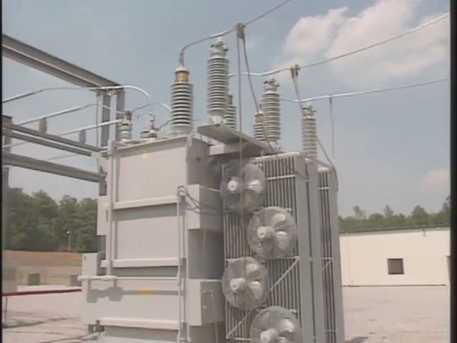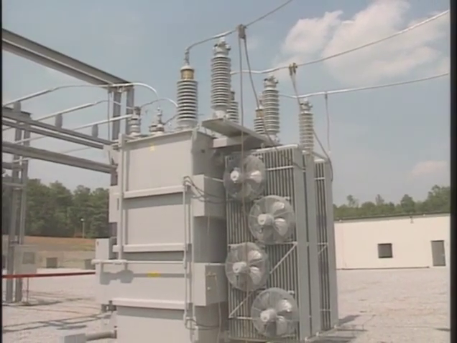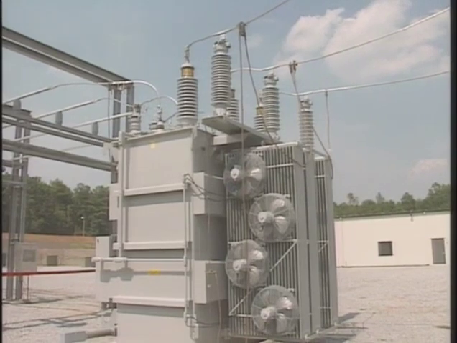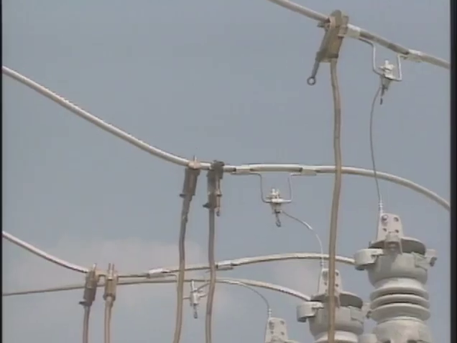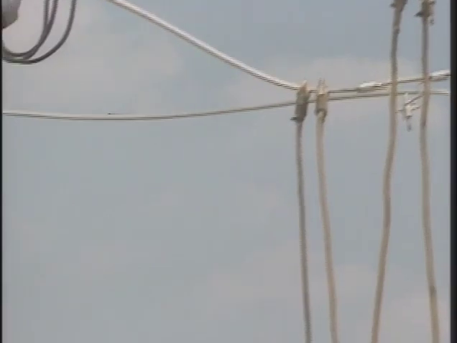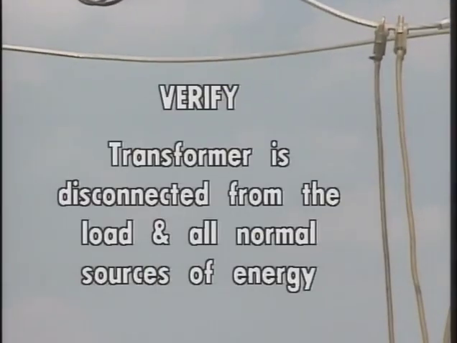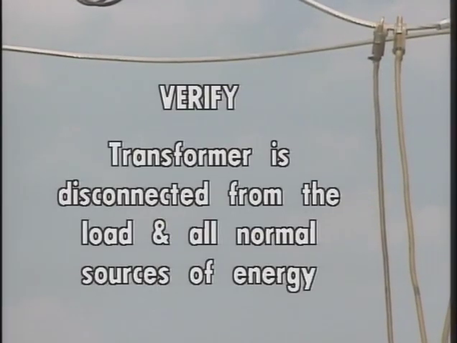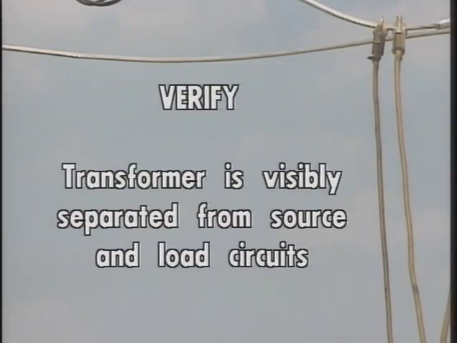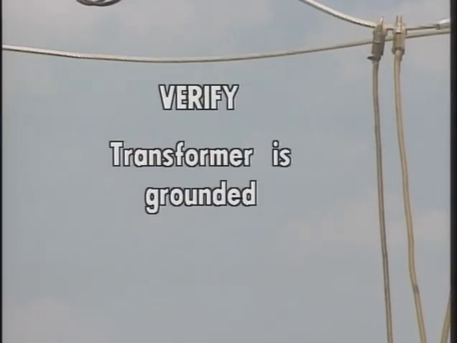One of the first safety precautions that you should take is to make sure that the transformer is de-energized. If you're responsible for taking the transformer out of service, be sure to follow your company's procedures. If the transformer has already been taken out of service for you, you need to verify that it's been disconnected from the load and all normal sources of energy, that it's been visibly separated from the source and load circuits, and that it's been grounded. The grounds are kept on until just before the test is performed.